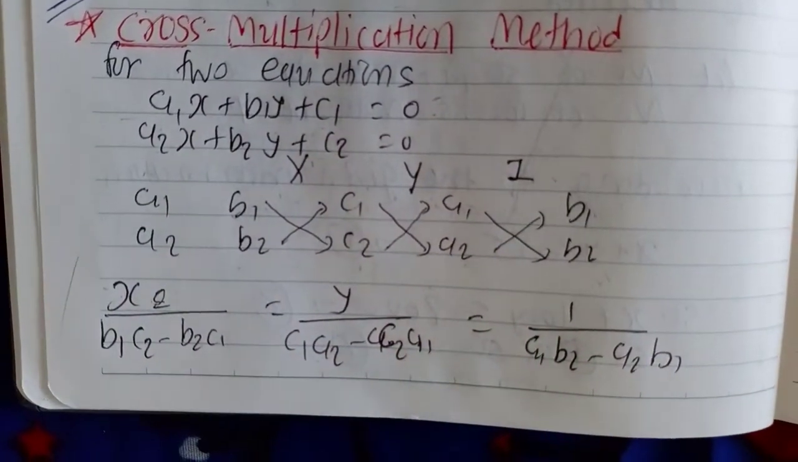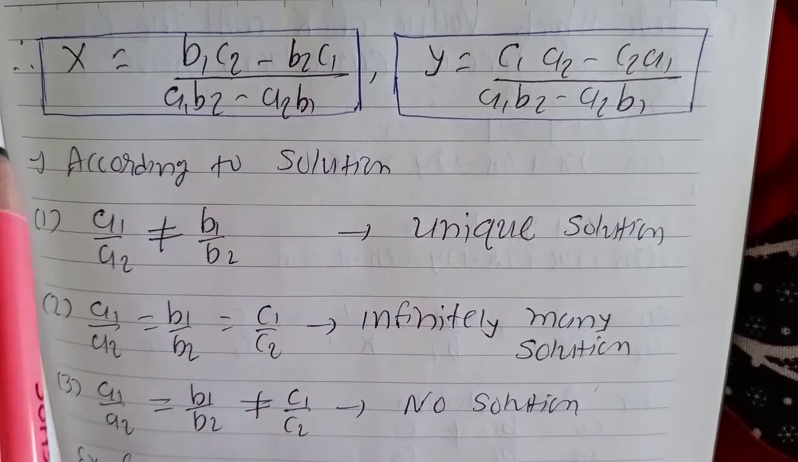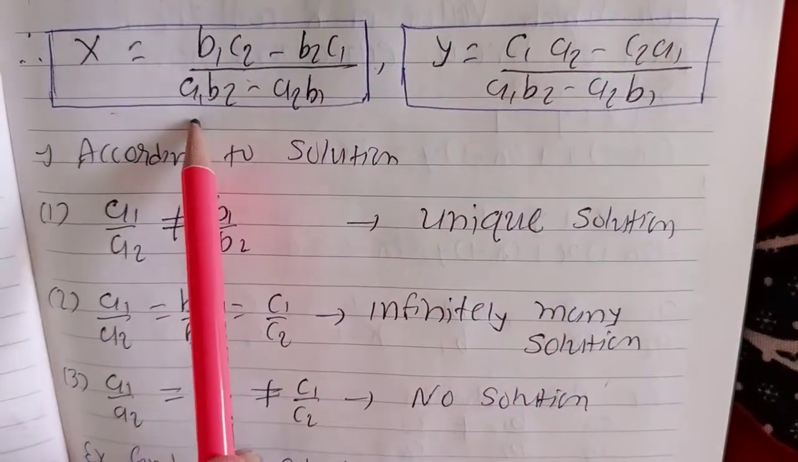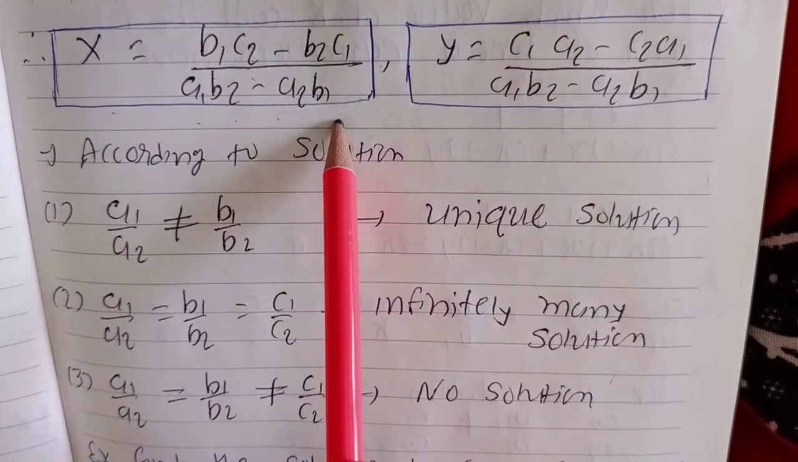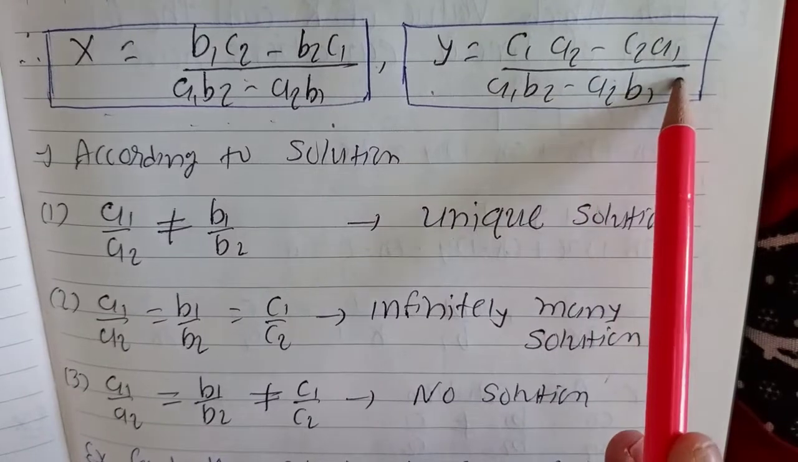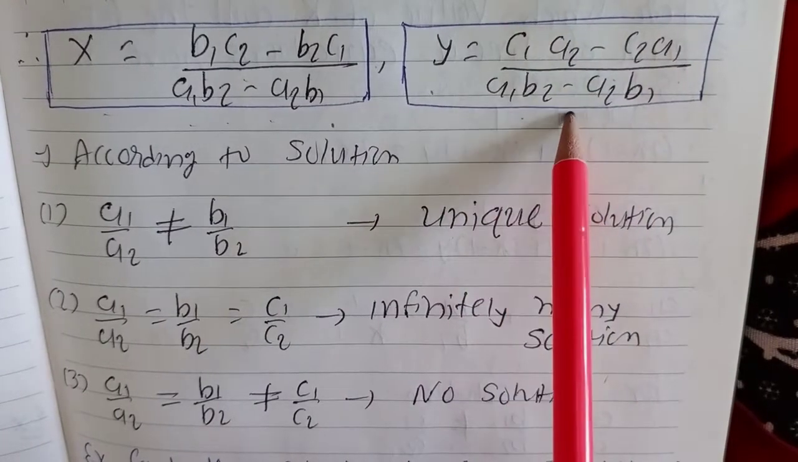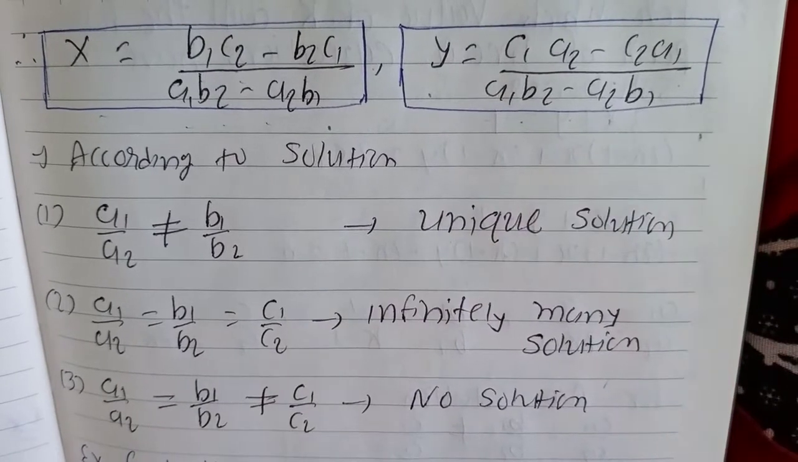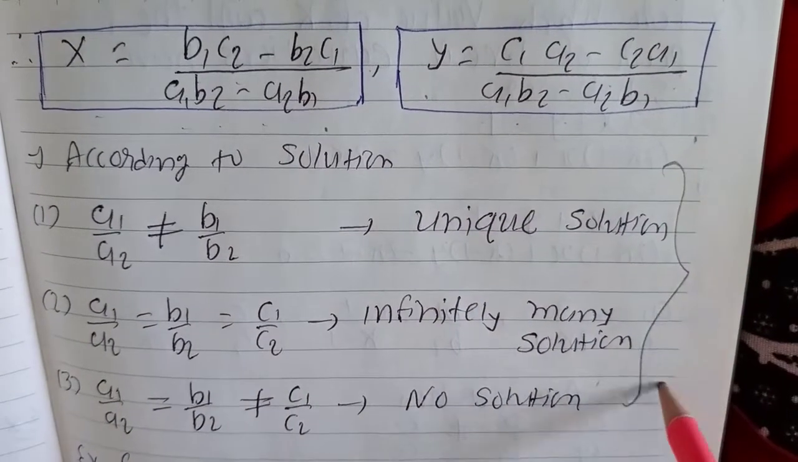Let's check. We get x is equal to b1 c2 minus b2 c1 upon a1 b2 minus a2 b1 and y is equal to c1 a2 minus c2 a1 upon a1 b2 minus a2 b1. Now, what is the solution? And this is for MCQ.